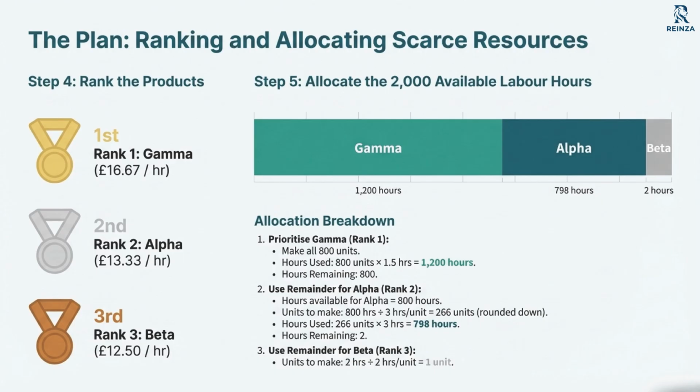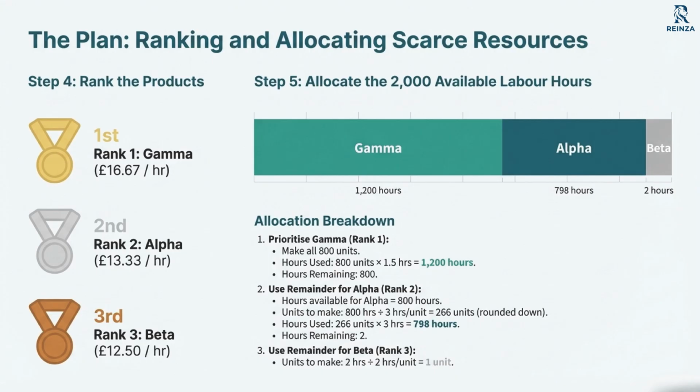Rank the products. Based on contribution per labor hour, the ranking is clear. Gamma comes first, with £16.67 per hour. Alpha is second with £13.33 per hour. Beta is third with £12.50 per hour. Step 5 is where we allocate our 2,000 available labor hours based on this ranking.